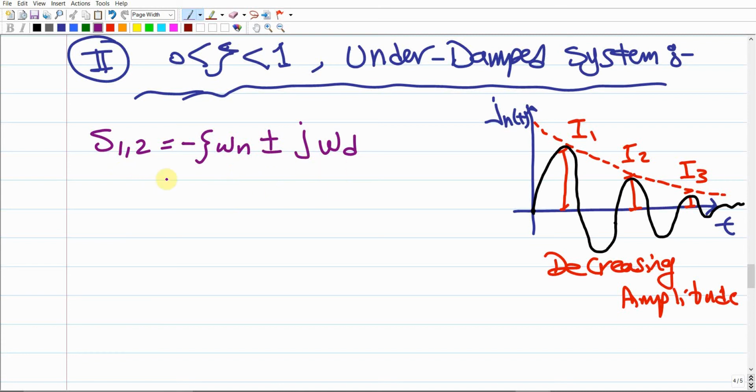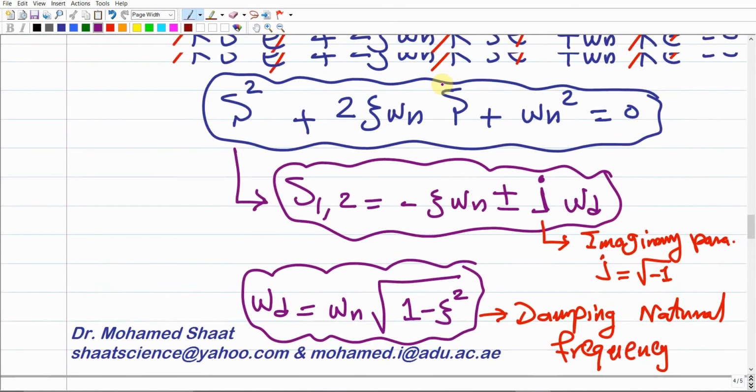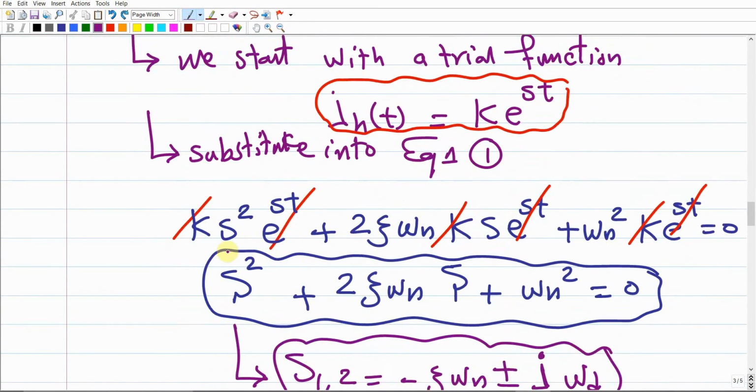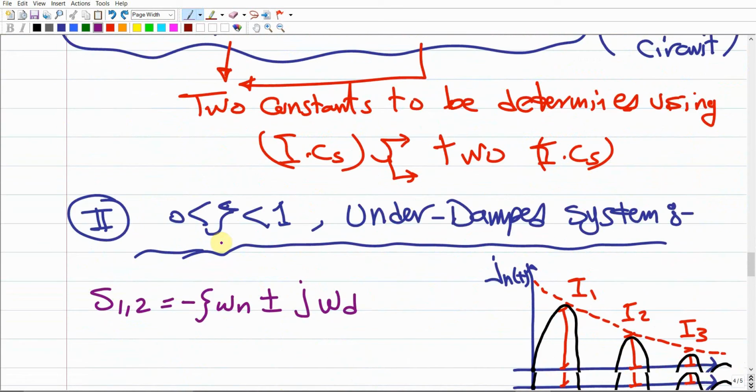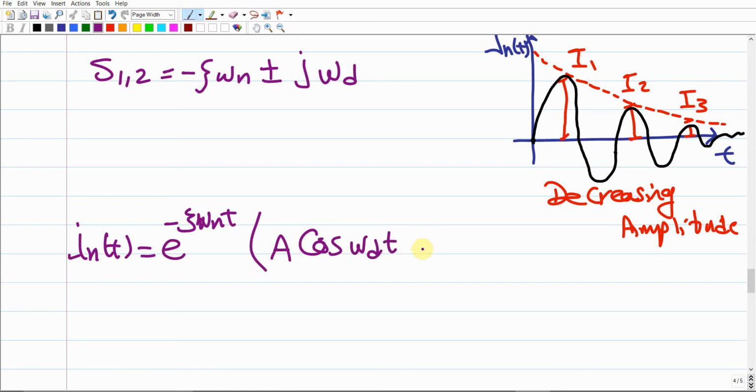Then if we plug these roots into the IH equation, the exponential trial function that we assumed up there, we're going to end up with IH in this form that depends on two terms. So IH, which is the homogeneous part of the current, will be e to the power of negative xi omega n t, a function of t, times a, which is another constant, cosine omega d t, plus b, which is also a constant, sine omega d t.